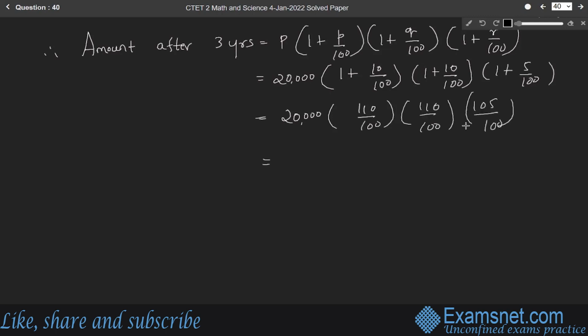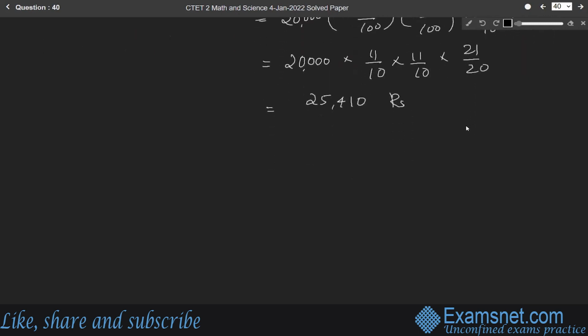So we can still simplify it. 20,000 into 11 by 10 into 11 by 10 into 21 by 20, which is equal to 25,410 rupees. So amount after 3 years is 25,410 rupees.